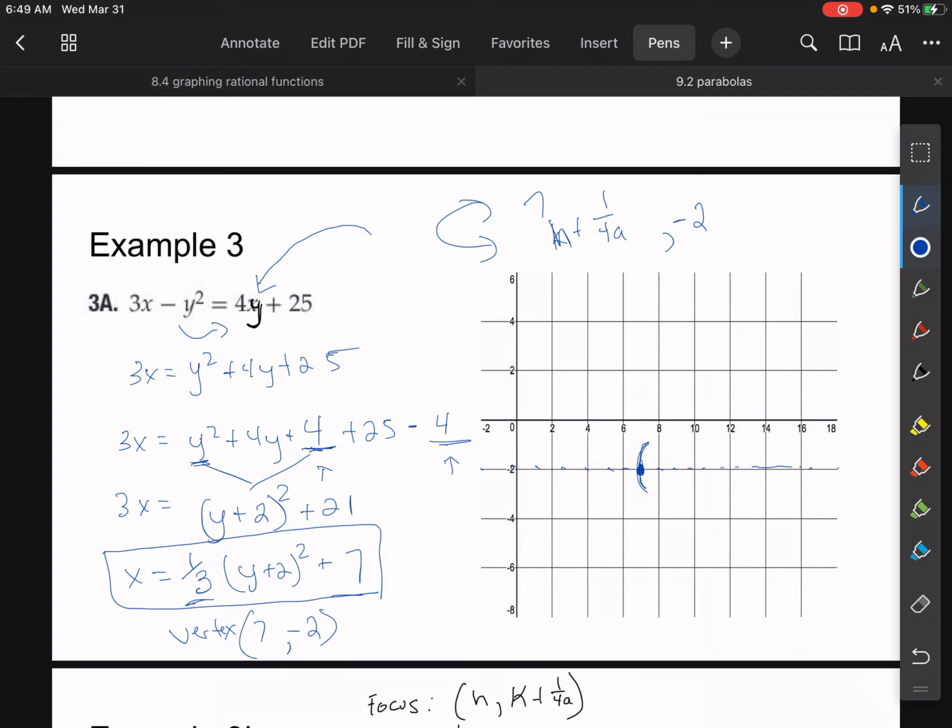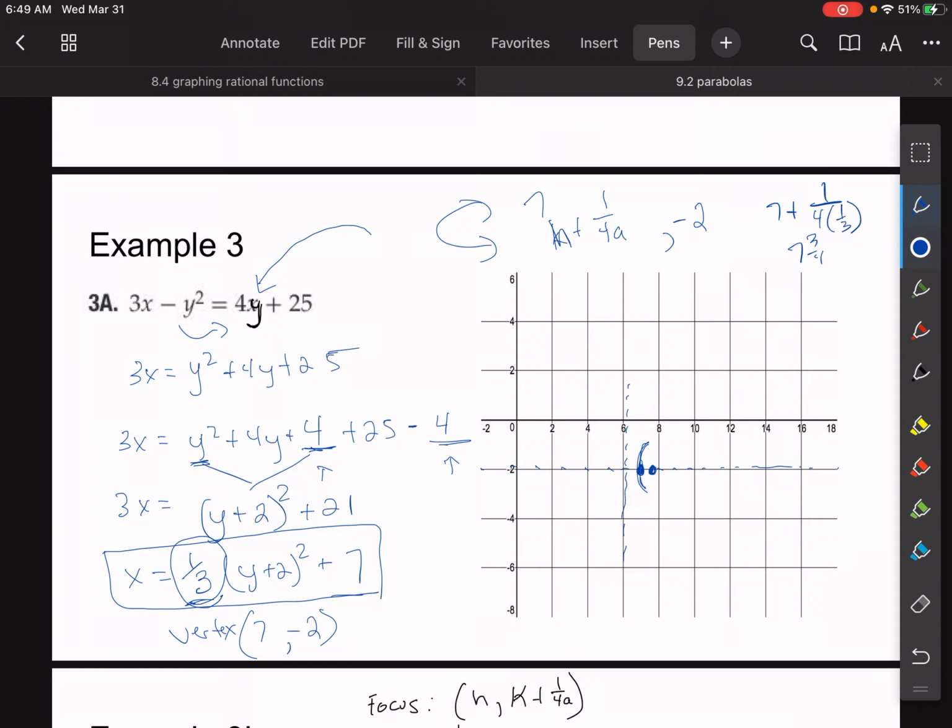Well, I know what a is. A is always this number that's out in front. It's 1/3. So it's going to be 7 plus 1/4 times 1/3, which is 1/4 thirds, which if we flip that and multiply becomes 3/4, so it's at 7 3/4. Okay, so my focus is at 7 3/4, which doesn't really help me very much, somewhere in there, which means my directrix is somewhere in here.